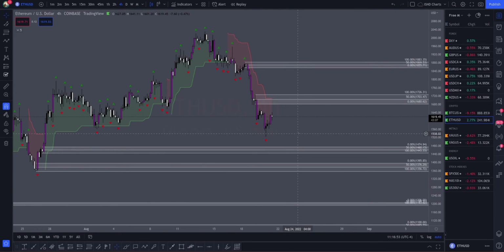Short-term currency bias is long for this pair as well. We are currently in a downtrending leg, sitting in between unmitigated supply as well as demand.